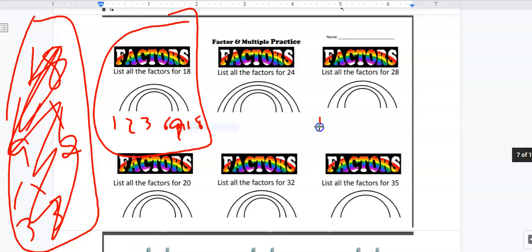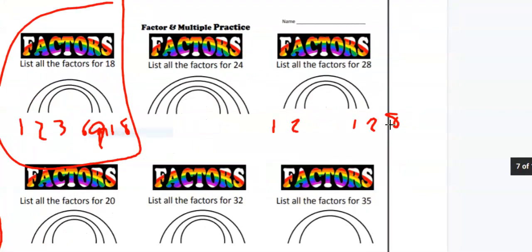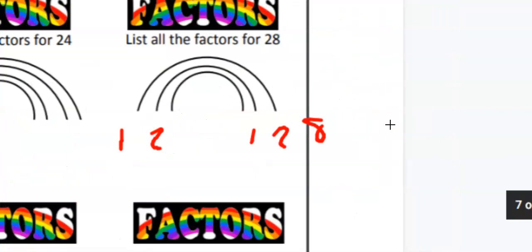28. Well, we would have 1 and 28, right? And then we have 2 and 14. And then the next one would be 3 and what? Yep, 3 and 9 is, wait.